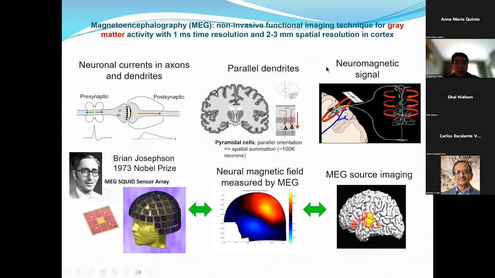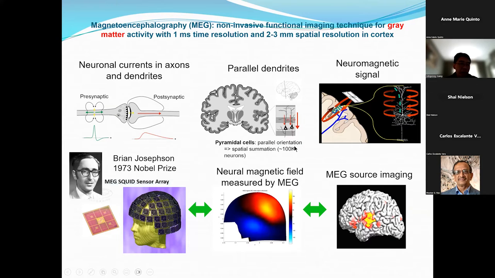MEG is a functional imaging technology that measures the neuronal current signal from the gray matter neurons. MEG is insensitive to the action potential, which is a presynaptic action potential in the white matter. Instead, MEG is sensitive to the post-synaptic potentials in the gray matter. We cannot detect the signal from a single neuron. Instead, we look at cortical columns of pyramidal cells, on the order of a few hundred thousand, firing synchronously and generating this measurable MEG signal.